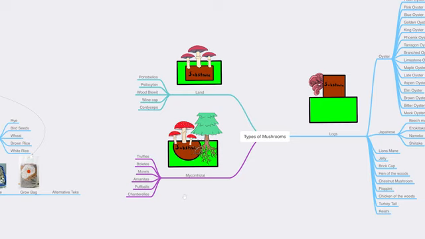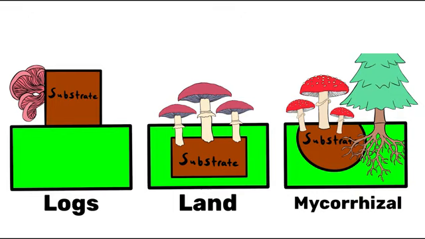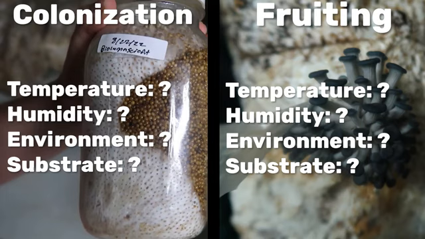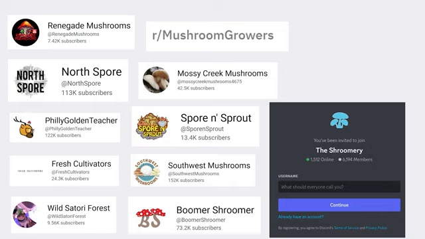So in review, when you choose a mushroom species to cultivate, you have to know whether it's a land, log, or mycorrhizal mushroom, and its temperature, humidity, environment, and substrate requirements for fruiting and colonization. These places are filled with people who will hopefully steer you in that direction.